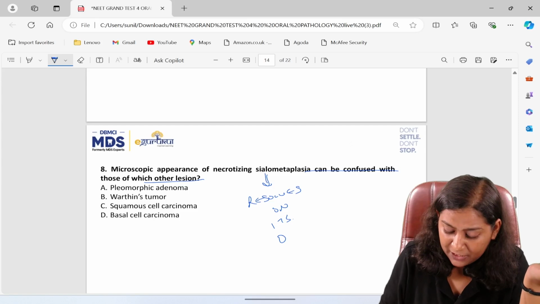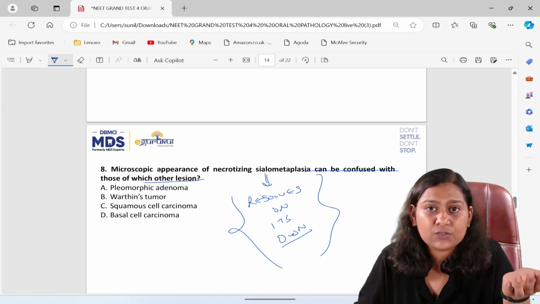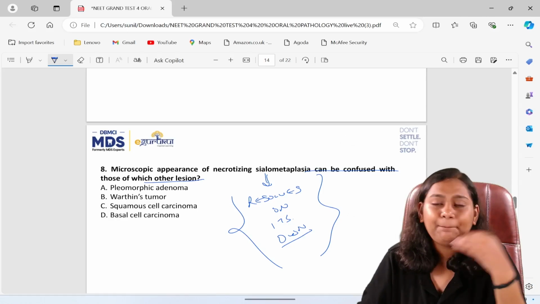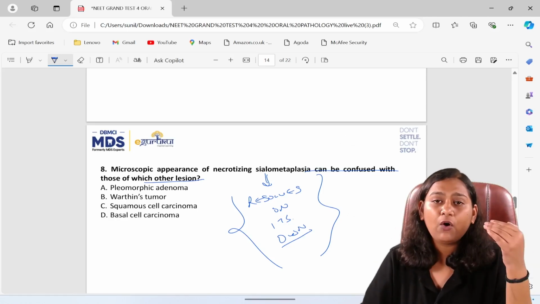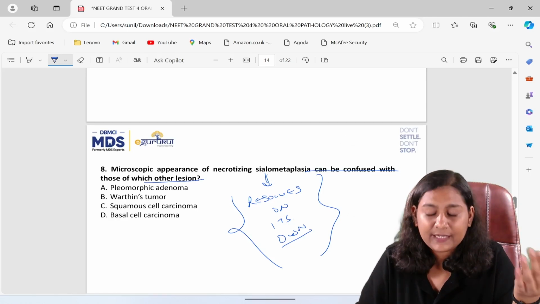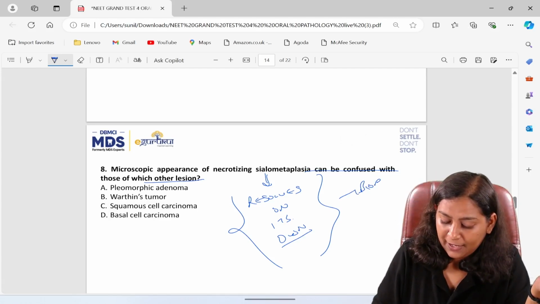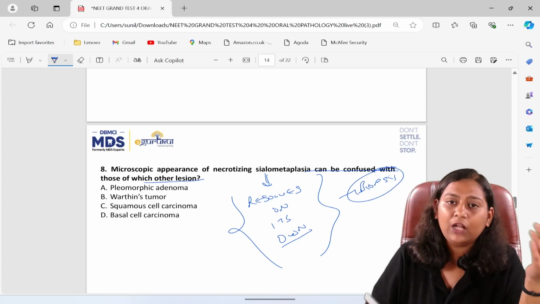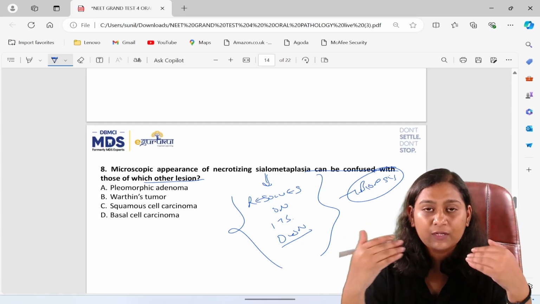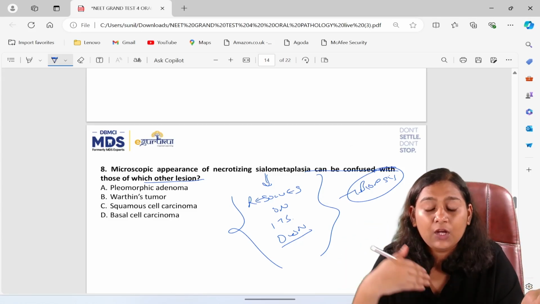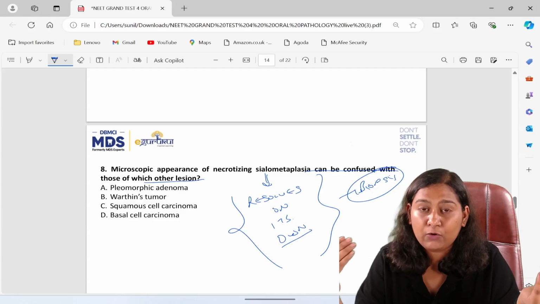But if a patient has come to you, you cannot wait, because if it is a squamous cell carcinoma, it will progress. Then which is the only thing we can rely on? It is the biopsy. Biopsy will tell you, because all the features of carcinoma will be seen in the squamous cell carcinoma, not in the necrotizing sialometaplasia.